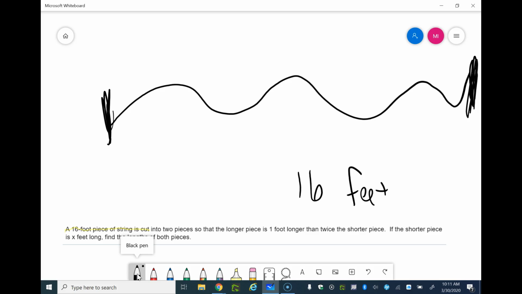We say the string is going to be cut into 2 pieces. Now, when it says cut into 2 pieces, it did not say it's directly cut in half. It just said it's cut into 2 pieces. So the cut can actually be maybe right here. It does not matter where you put your cut.